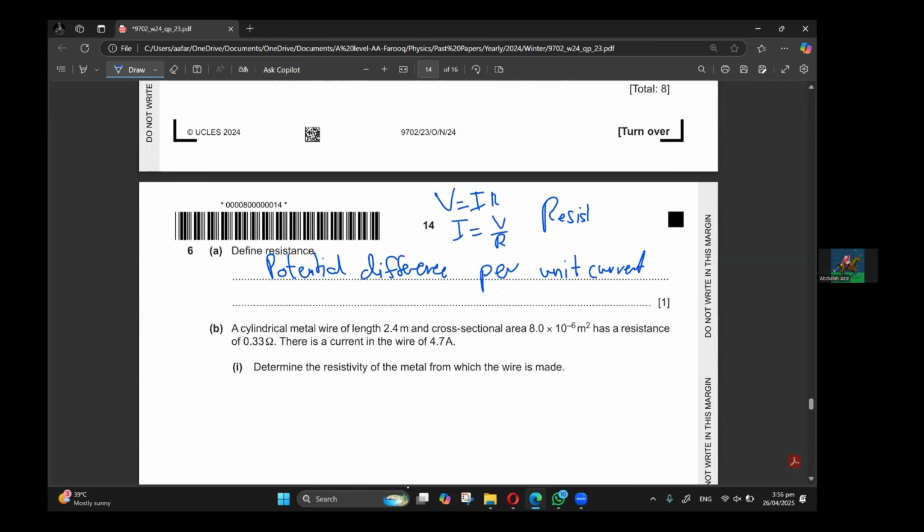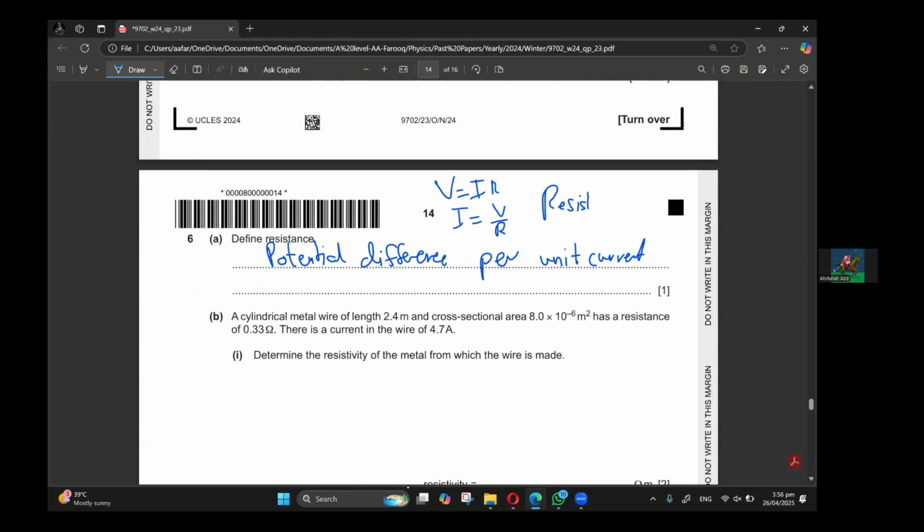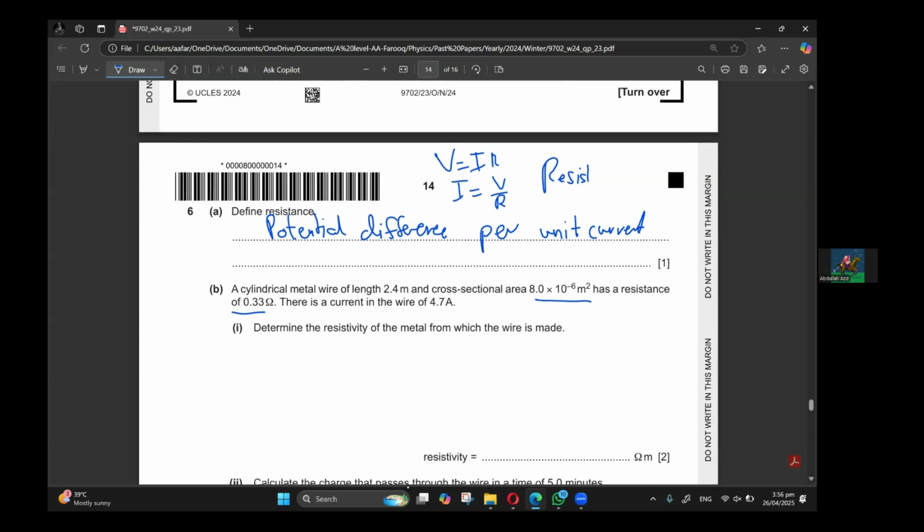A cylindrical metal wire of length 2.4 meters and cross-sectional area 10 to the power negative 6 meters squared has a resistance of 0.33 ohms. There is a current in the wire of 4.7 amps. Determine the resistivity of the metal from which the wire is made.